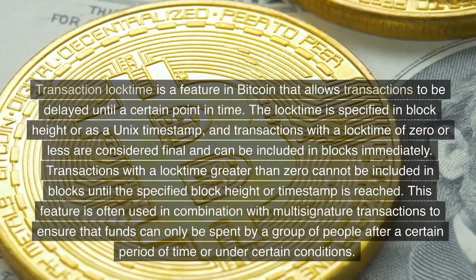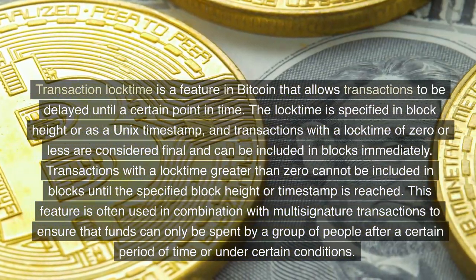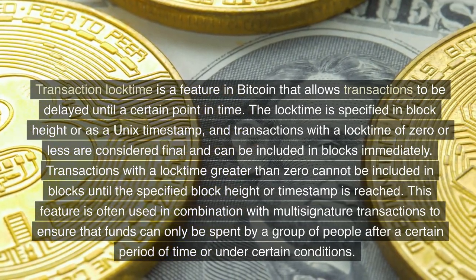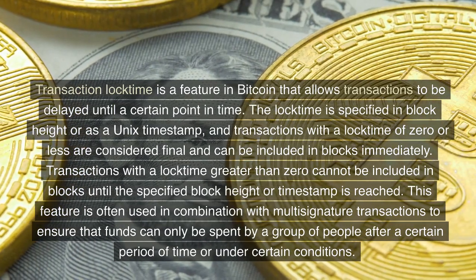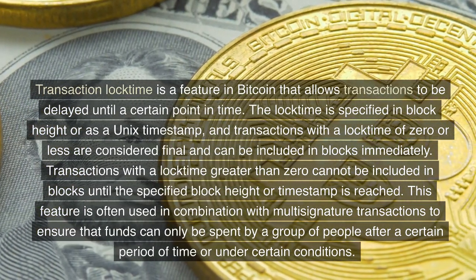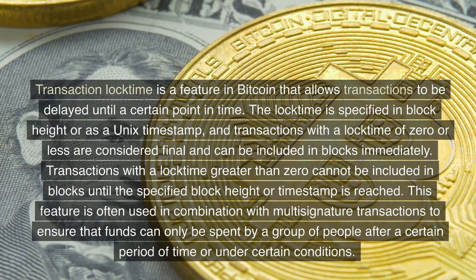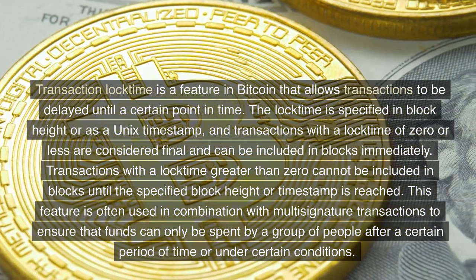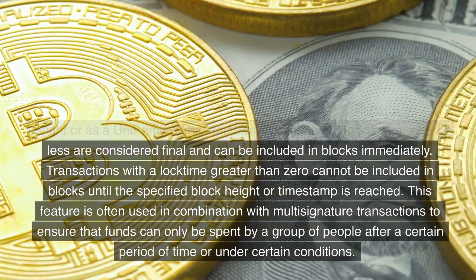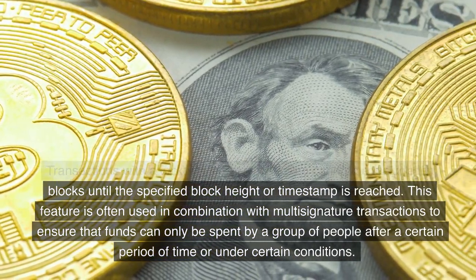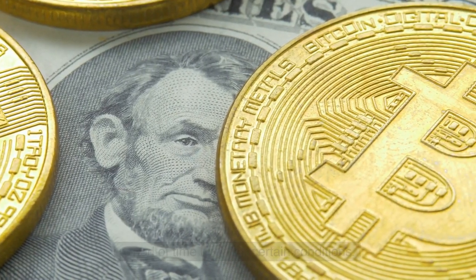Transaction lock time is a feature in Bitcoin that allows transactions to be delayed until a certain point in time. The lock time is specified in block height or as a Unix timestamp, and transactions with a lock time of 0 or less are considered final and can be included in blocks immediately. Transactions with a lock time greater than 0 cannot be included in blocks until the specified block height or timestamp is reached. This feature is often used in combination with multi-signature transactions to ensure that funds can only be spent by a group of people after a certain period of time or under certain conditions.